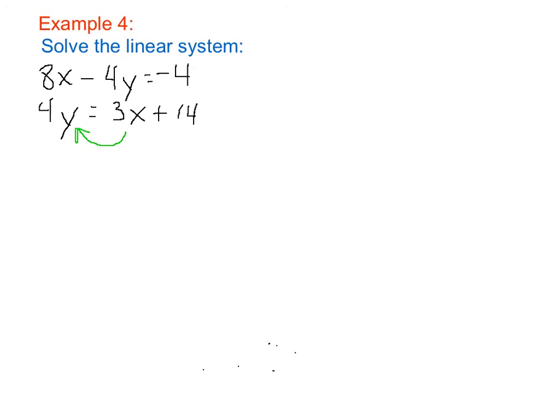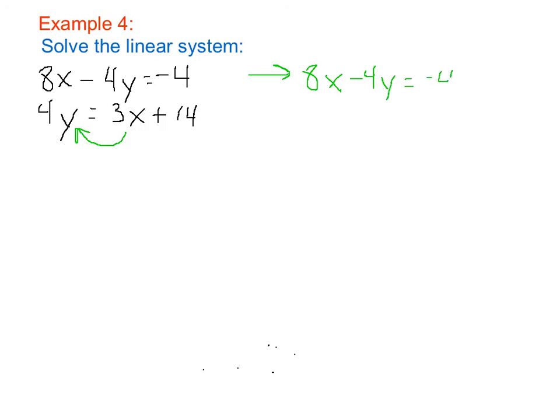Since I'm not doing anything to the first equation, I'm going to leave it as is. The second equation is the one that I want to change, so I want to subtract 3x on both sides. So we get 3x plus 4y equals 14.